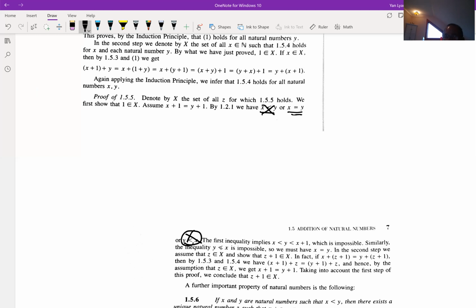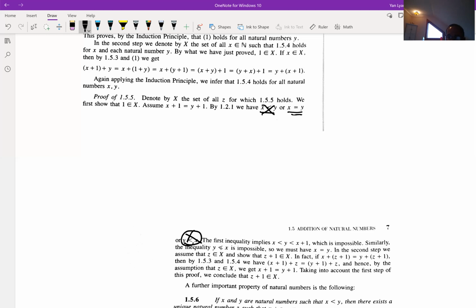Good. And then in the second step, we assume that z is an x, that a variable is an x, and show that z plus 1 is an x, which then by induction would be exactly. So you're starting with 1, and now you're proving if z is an x, then z plus 1 is an x. So you're using the induction principle.